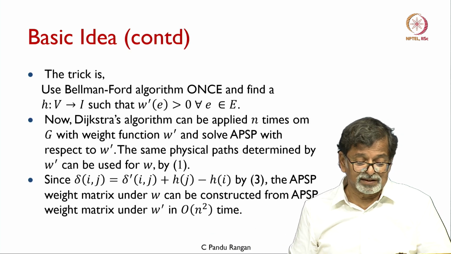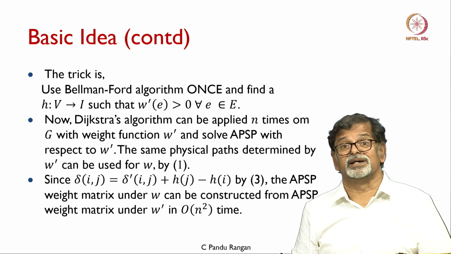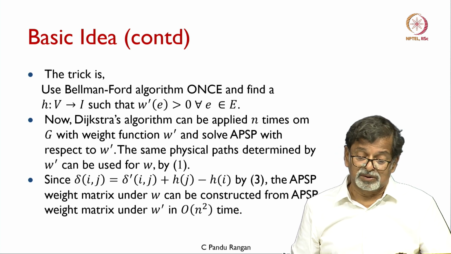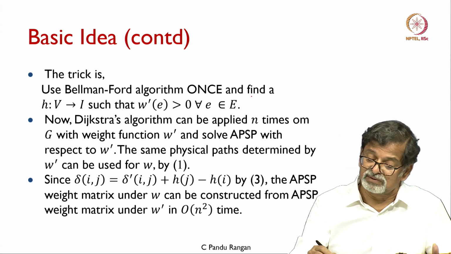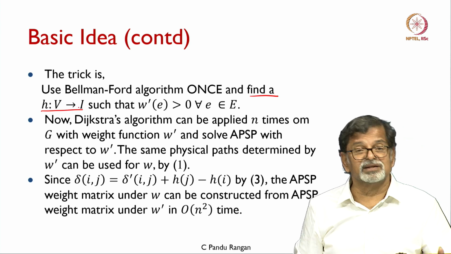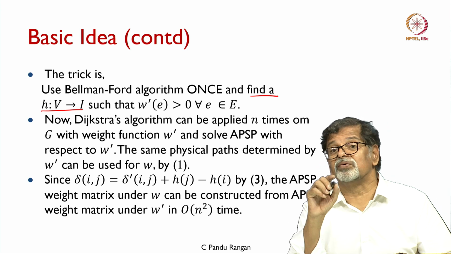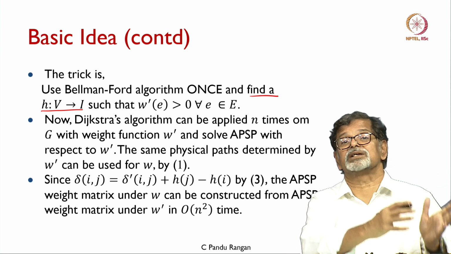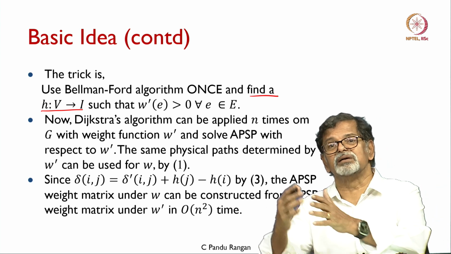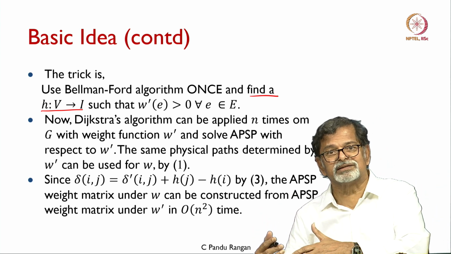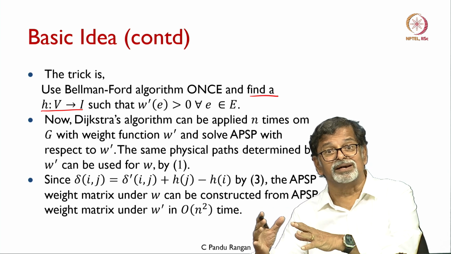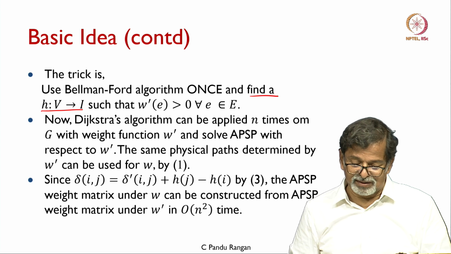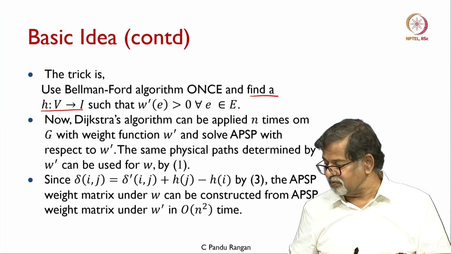So here is a trick how to find that h. The trick is use Bellman and Ford algorithm once to find an h. We are going to use Bellman and Ford algorithm once to find an h. Then use the h to transform w to w dash. Then work on w dash. Only Dijkstra's algorithm I will apply on w dash, okay. So this is the outline of the algorithm.